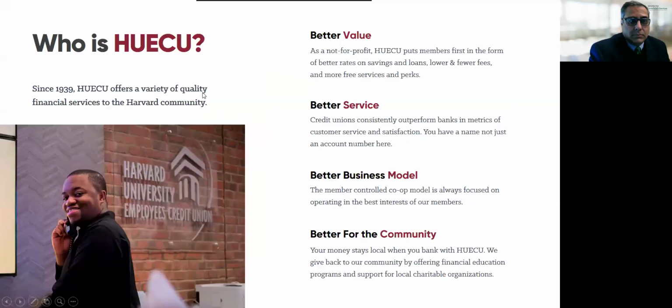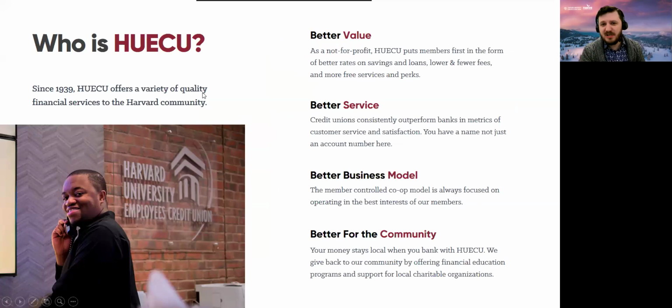But who are we? We are a credit union. We are the Harvard University Employees Credit Union. This differentiates us from the big banks because we are a not-for-profit organization. What this means is that all of the members at the credit union are actually partial owners of the credit union itself. And that allows us to provide a lot more services and better features because we take the profit that we make and we give it back to our members.